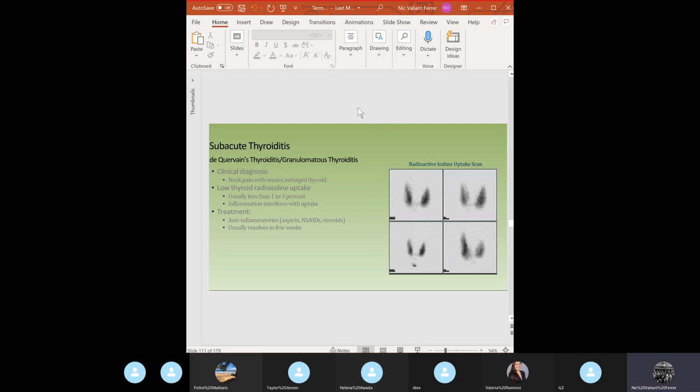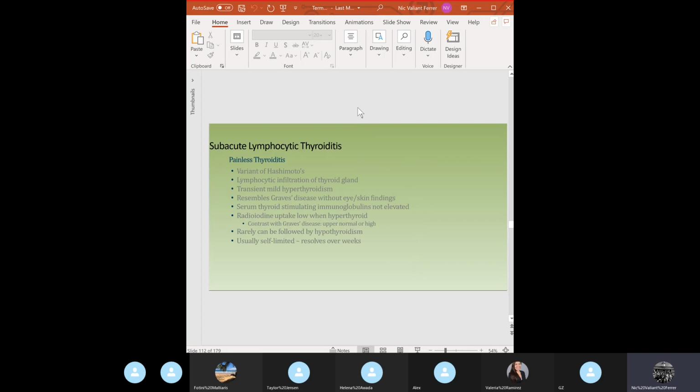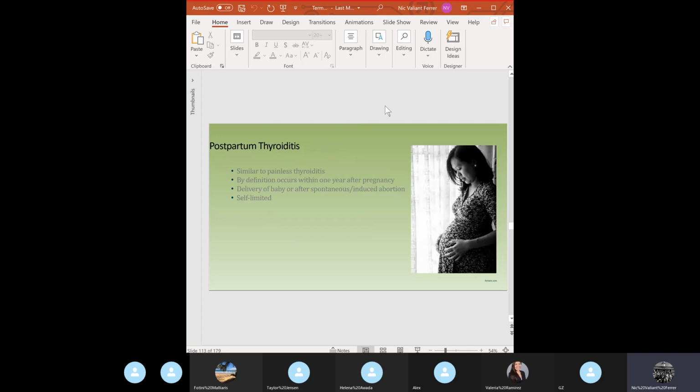What's the treatment? Anti-inflammatory aspirin and NSAIDs, usually resolves in a few weeks. Now, there's also a variant of Hashimoto's called painless thyroiditis. Let's not talk about that. That's low yield. You can also have postpartum thyroiditis. You know, when it's very self-limited after the delivery of a baby or after a spontaneous abortion.